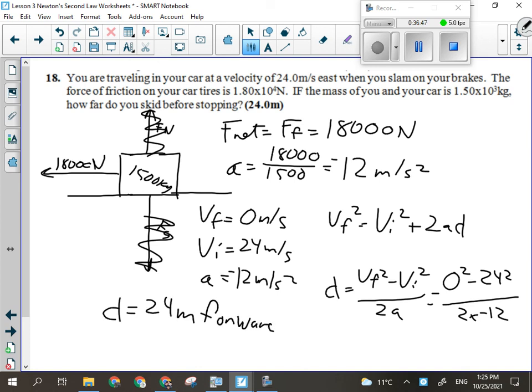Here's where the negative is important. If you punch that into your calculator and you don't make the acceleration negative, you get 24 meters backwards. Now, I realize that you guys would all make that correction in your head. Oh, right, just because I'm on the brakes doesn't mean I'm going backwards. Brakes don't make me go backwards. They make me accelerate backwards, but they can't propel me backwards.